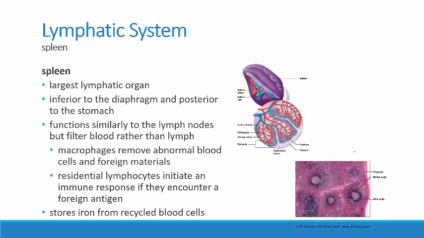The spleen is the very largest of the lymphatic organs. It's found below or inferior to the diaphragm and on the back side of the stomach, so posterior to the stomach. It has a function very similar to lymph nodes, but rather than filtering lymph, the spleen will filter blood, and so it cleans up the blood in much the same way that the lymph nodes are busy cleaning up the lymph.